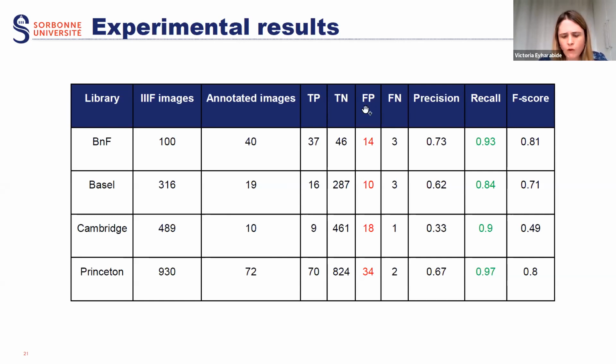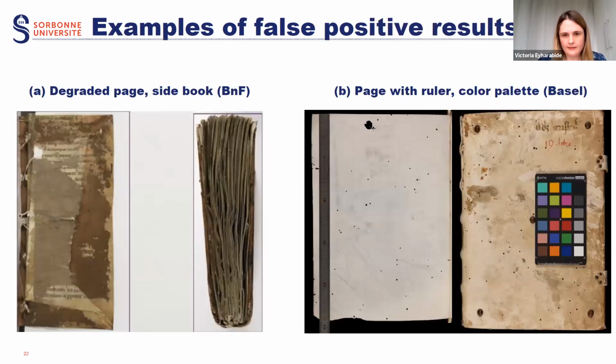But if you see this column, there are several false positive examples. This means that our system found graphics that are not real illumination. This is due to the characteristics of the test images that contain degradation properties and scanning error. Let's see some examples. Here there is a degraded page, a side book, and also, sorry, a page with a ruler or a color palette. So our system considers, for example, the color palette as a graphic and returns the detected areas as an illumination.